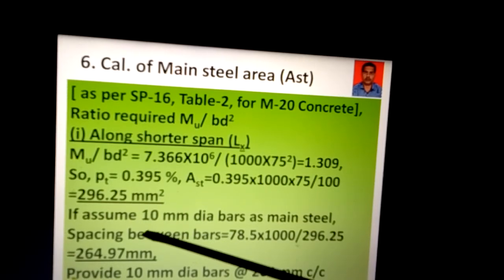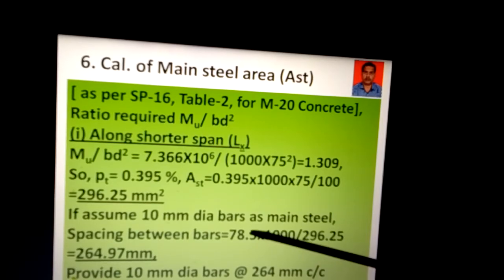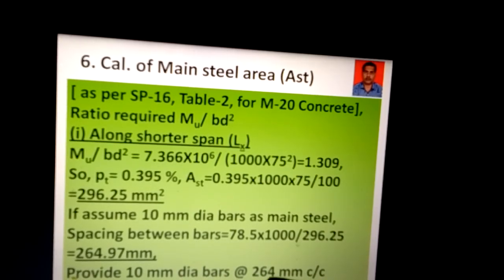So if we assume a 10 millimeter diameter bar as main steel, the spacing between bars would come to 78.5 into 1000, meaning the one bar diameter area into 1000, divided by the total calculated area 296.25. This way we get a spacing of 264.97 millimeter. So provide 10 millimeter diameter bars at 264 millimeter center to center along the shorter span.